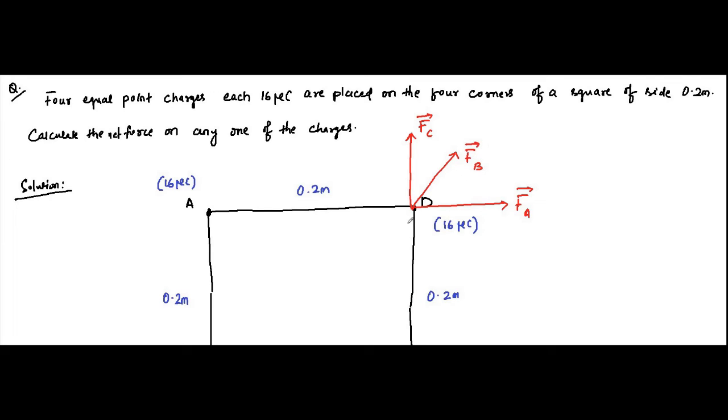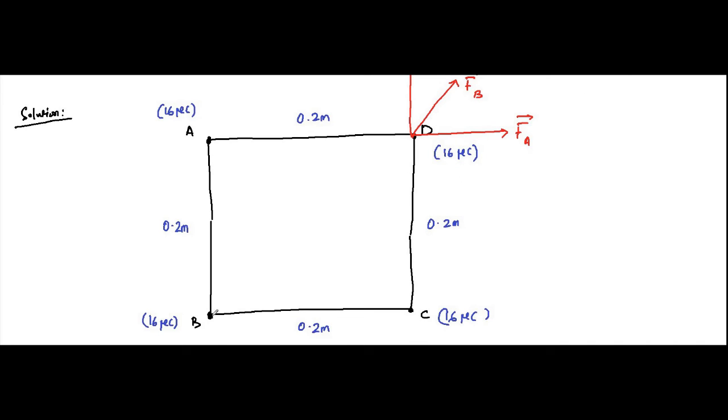vector. Here the length of the diagonal will come into play. This length is a simple application of the Pythagoras theorem, 0.2 square plus 0.2 square, root over, which is equal to this length BD. First, let us determine each of these values by application of Coulomb's law.